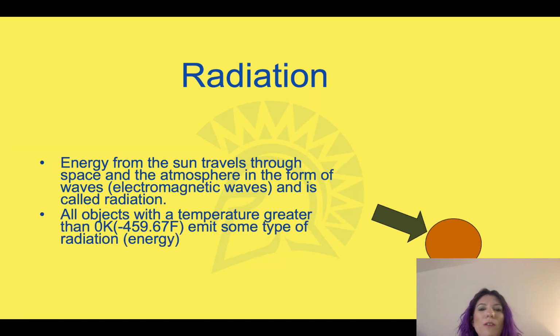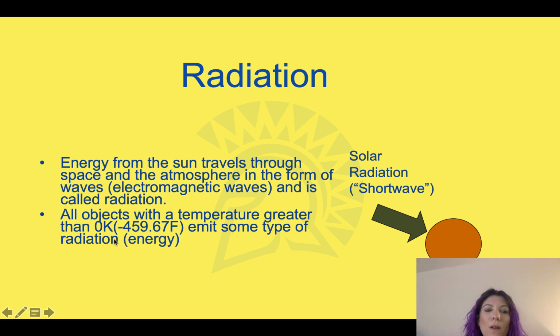Energy is going to come from the sun through space and the atmosphere in the form of waves. This is called radiation. But the main thing to remember here is shortwave radiation. All objects at a temperature greater than 0 Kelvin, absolute zero, emit some type of radiation. That means I emit radiation, you emit radiation, this table emits radiation, my computer emits radiation.